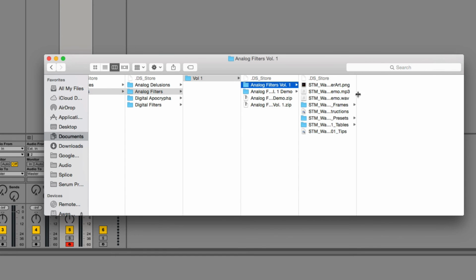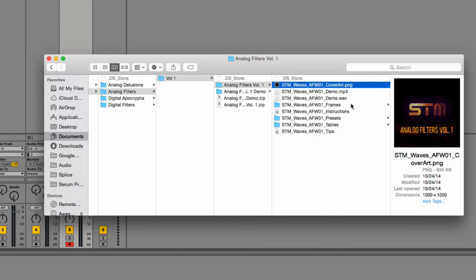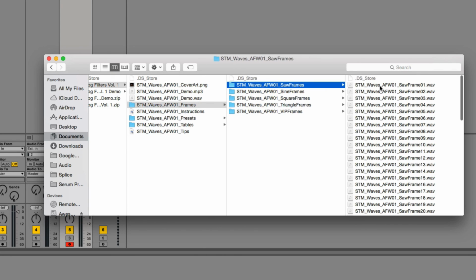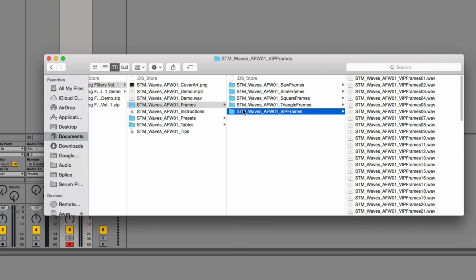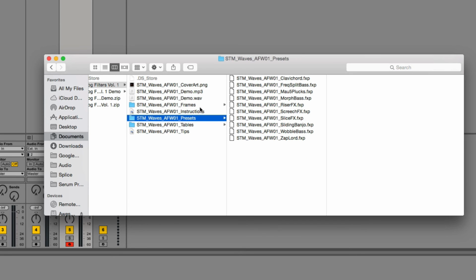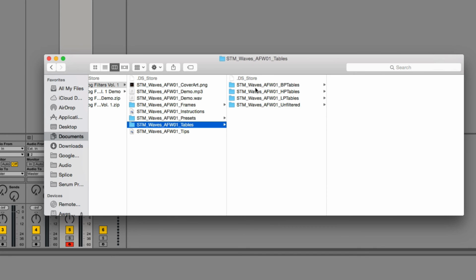Here in analog filters, the first thing you'll see is the cover art and the demos. In the first folder, then frames, you have a frame of each of the basic waves and our VIP frames. Next, you have the instructions on how to use this pack and what's included. Next, we have the presets. These presets showcase the strength of filtered wavetables. Next, we have the tables themselves.